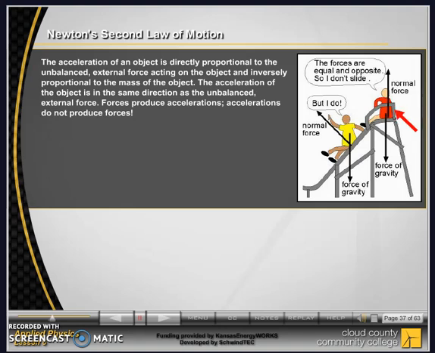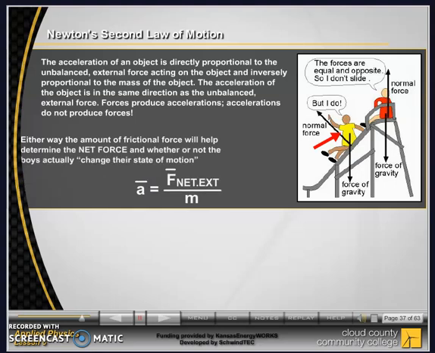The forces on the boy in the red shirt are balanced, hence he doesn't slide. Frictional forces are static in this situation. The forces on the yellow-shirted boy could be balanced and he would be sliding down at a constant velocity, or they could be unbalanced and he could be accelerating down the slide. Either way, the amount of frictional force will help determine the net force and whether or not the boys actually change their state of motion.